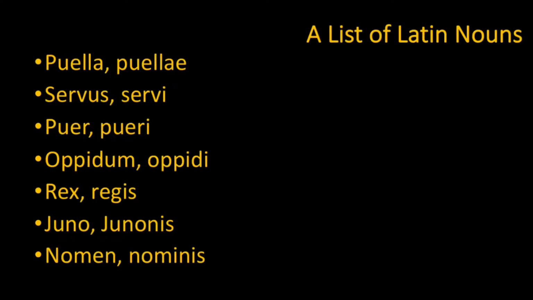I bet some of you are wondering, if the second word is for the genitive form or the possessive form of the noun, what's the first word for on the vocabulary list? That's a great question. That first word is the nominative form of the noun. That means that puella, servus, puer, oppidum, rex, euno, and nomen are all words that can be used as subjects or predicate nouns in a Latin sentence.